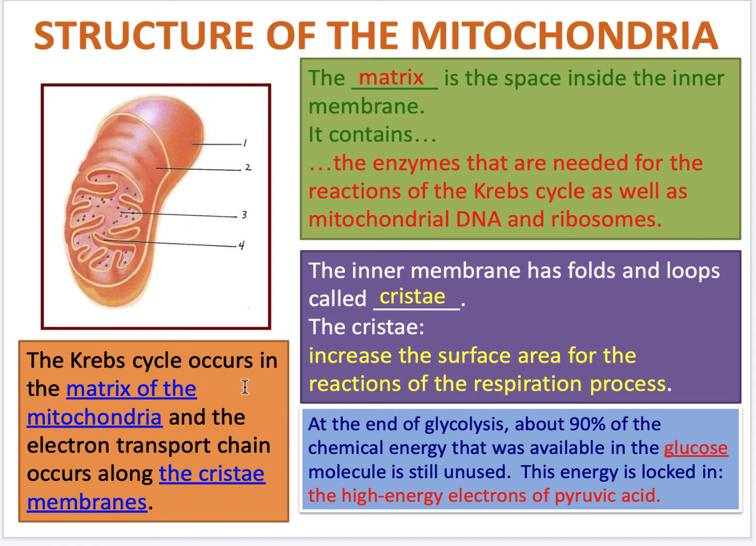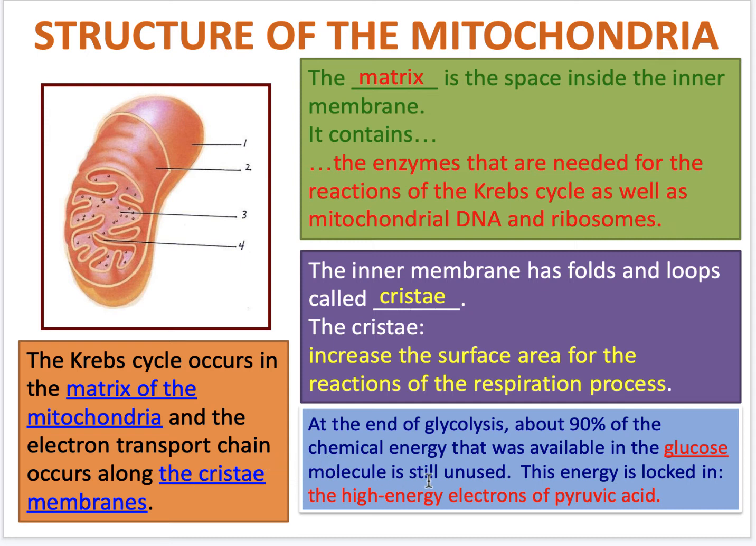The Krebs cycle occurs in the matrix of the mitochondria, and the electron transport chain occurs along the cristae of the membranes. I will not be asking that detail. What you do need to know is that the Krebs cycle and the electron transport chain occur within the mitochondria, but it will not get to that level of detail.